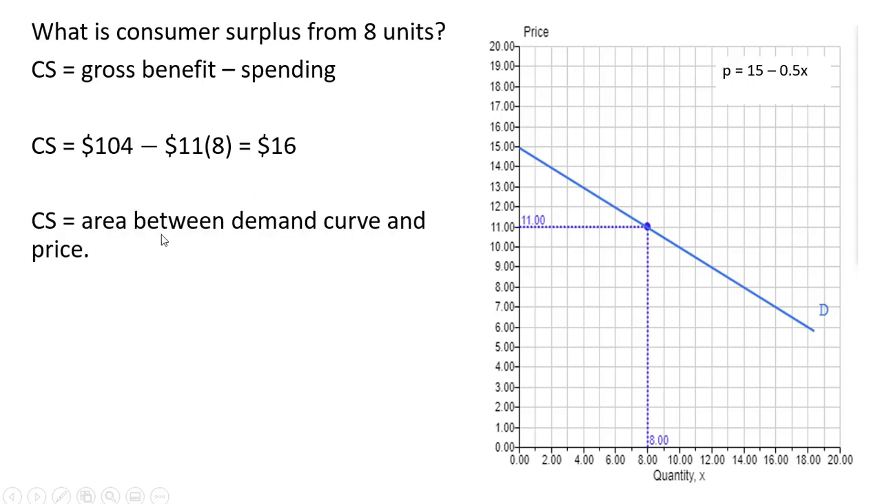Or alternatively, we could calculate consumer surplus as the area between the demand curve and the price, this $11 price, up to this 8th unit. And the area of that triangle is $16.